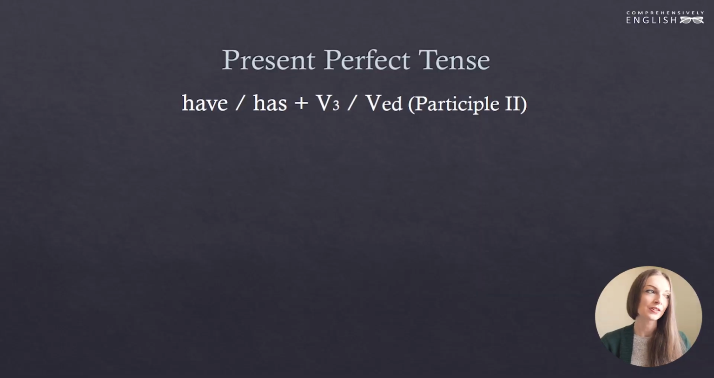So let's get started. To form the present perfect tense, we use the auxiliary verb to have, which has two forms: have for I, we, you, they, and has for he, she, it. And we use the third form of the verb, which is also called participle two. Where do you find that form? Of course, in the table of irregular verbs. That's the third column. You should learn the verbs in the table of irregular verbs as fast as you can, because that's an absolute must.